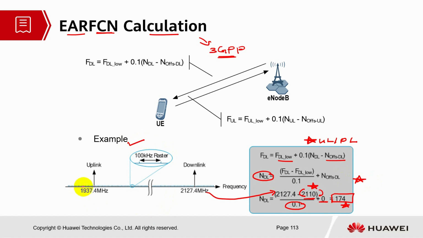For uplink, we will be using this value. For downlink, we will use this value and compare in the table based on the frequency band that they are using.